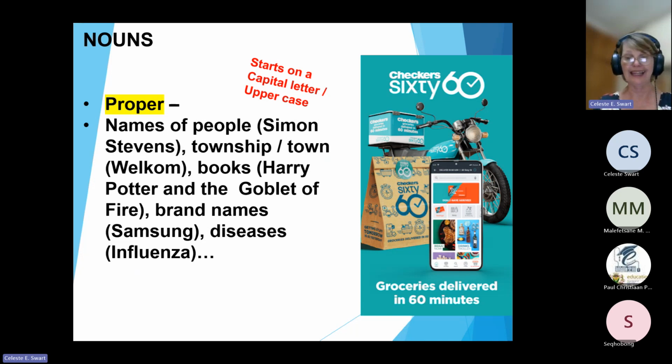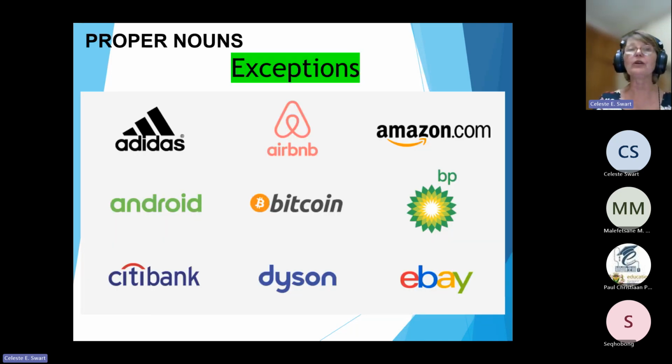But do they? That's not quite true because there are exceptions to the rule. And that is because we have things like brand names, Adidas, Airbnb, Amazon.com. So you see, all of these are examples of proper nouns in which the rules have been twisted. These are the exceptions. And that is what we see here.